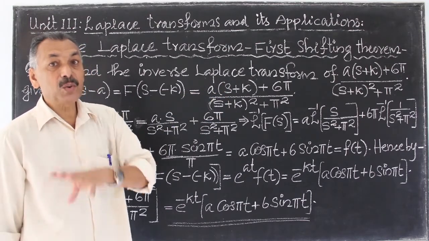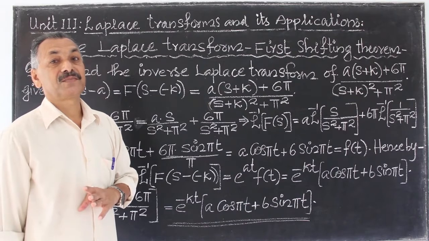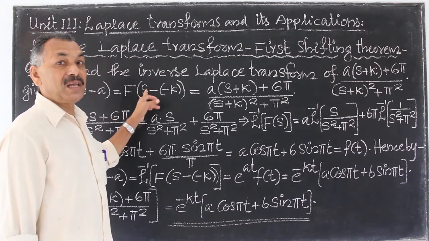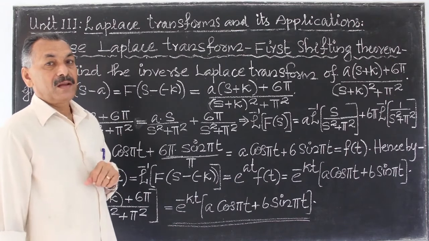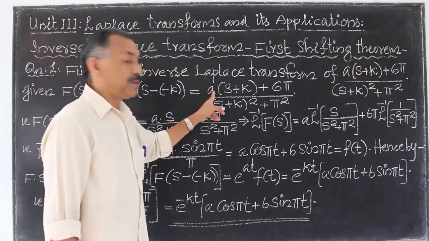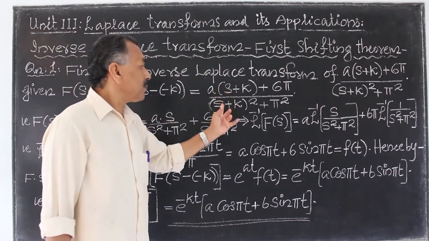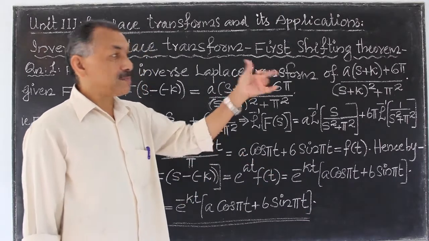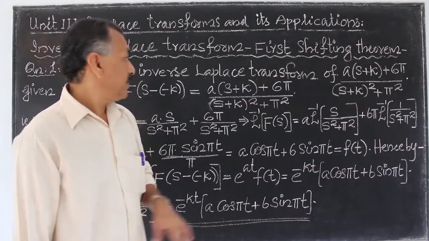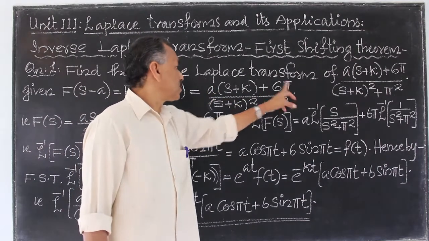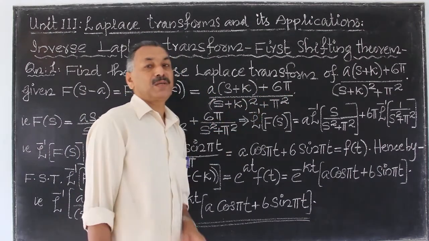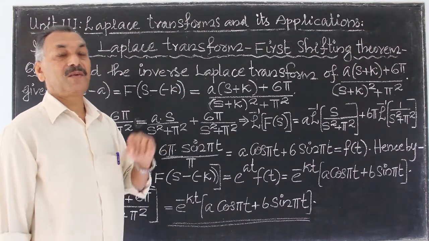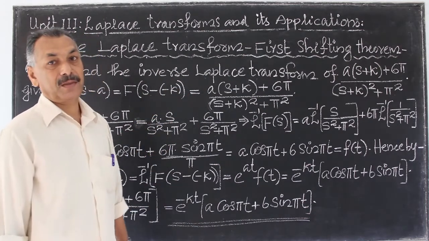In the formula, s+k is not just s. That is f(s−k). This is equal to A into... if it were only s, then we would write f(s), but here it is (s+k)². That is A(s+k) + 6π divided by (s+k)² + π². That is given f(s+k), otherwise f(s−k).